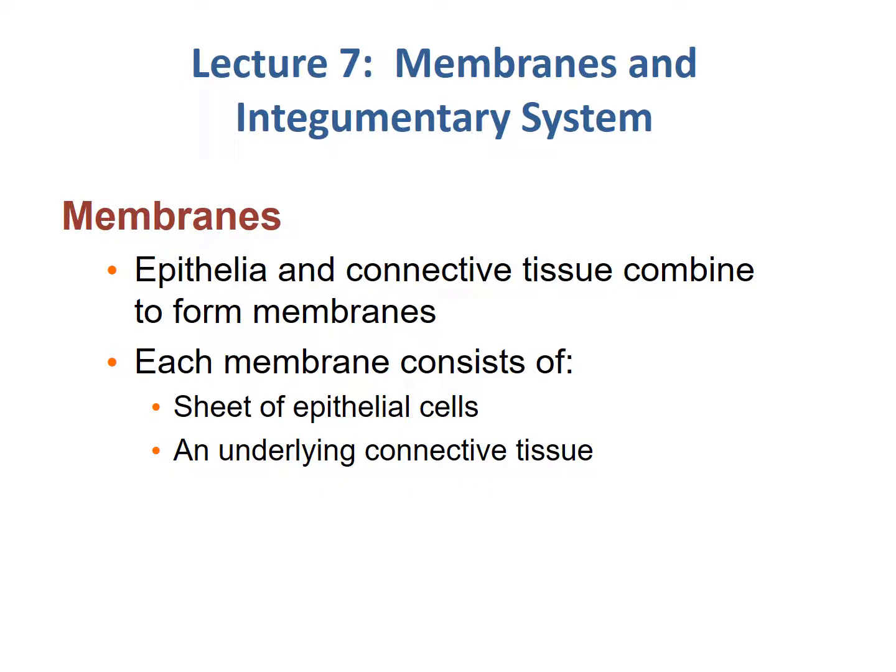This is Lecture 7 on membranes and the integumentary system. This is the first system that we will actually cover in the body, but we'll first start with the different membranes of the body. Membranes are epithelia and connective tissue that combine to form these structures. Each membrane consists of first sheets of epithelial cells and then an underlying connective tissue.